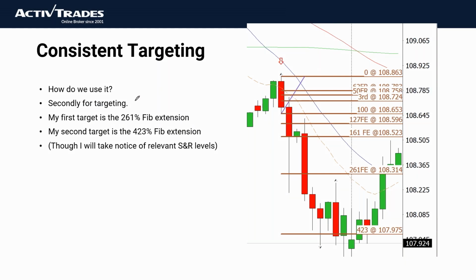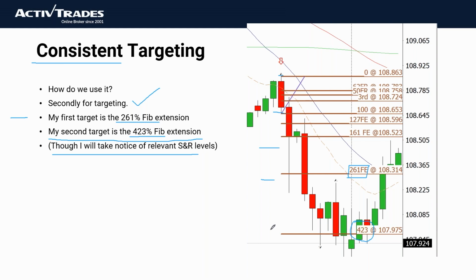The second element is what I use for targeting. This is why, the clue's in the name, consistent targeting. What I'm looking for is that my first target on the trade is the 261 fib expansion of the range of the candle, and my second target is the 423 fib extension. That's what I'm looking for in terms of my target, but I am also taking notice of the relevant support levels in front of me.